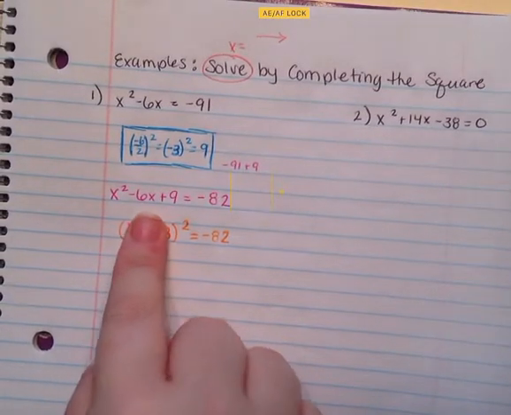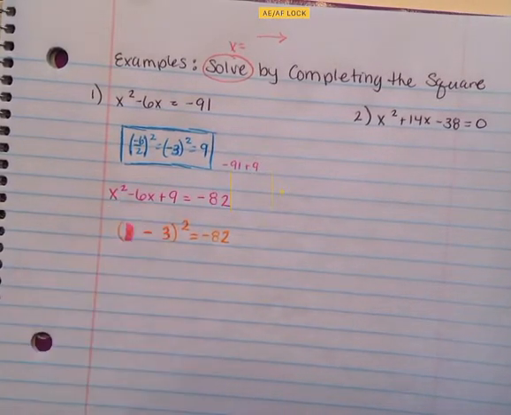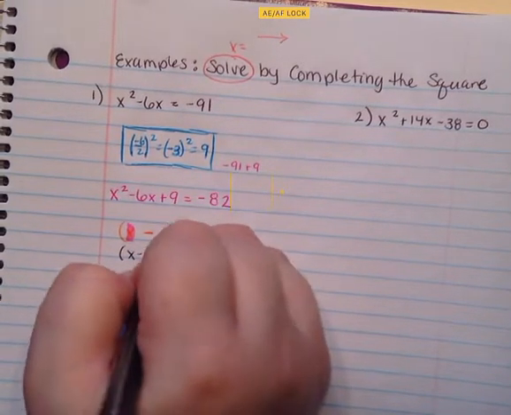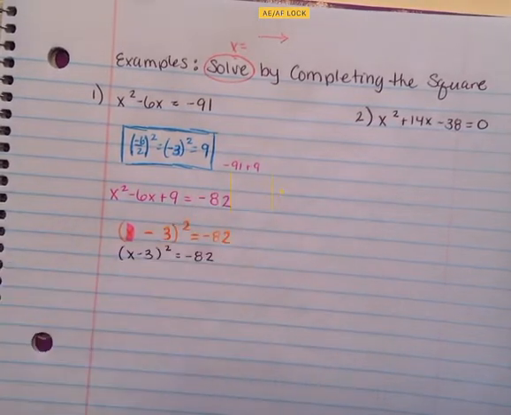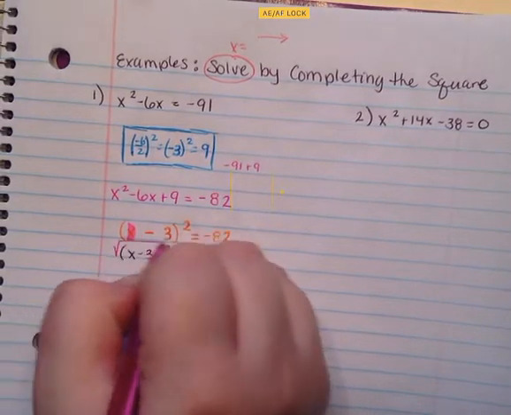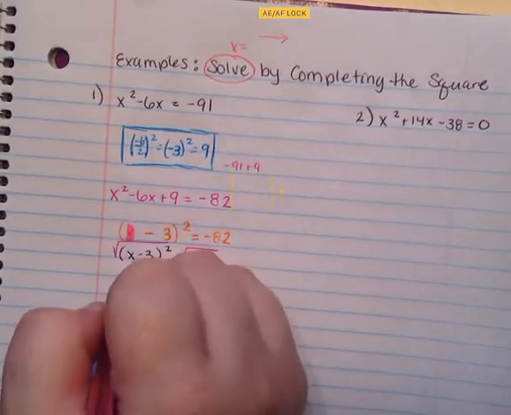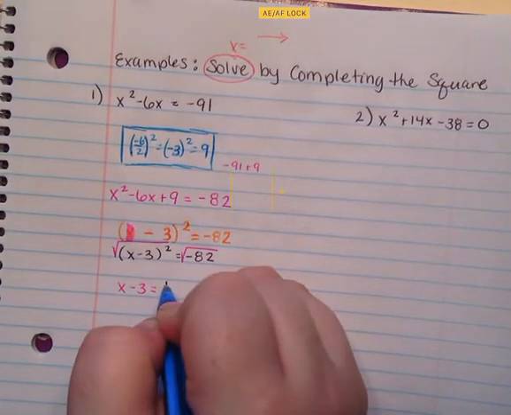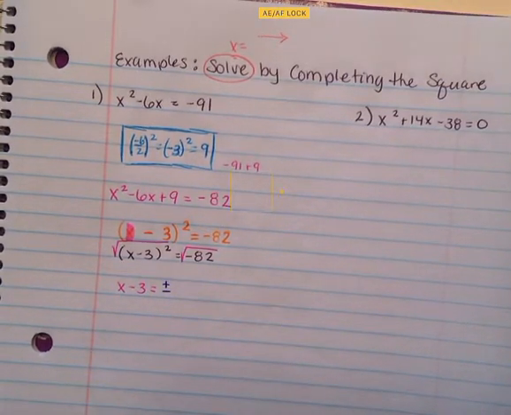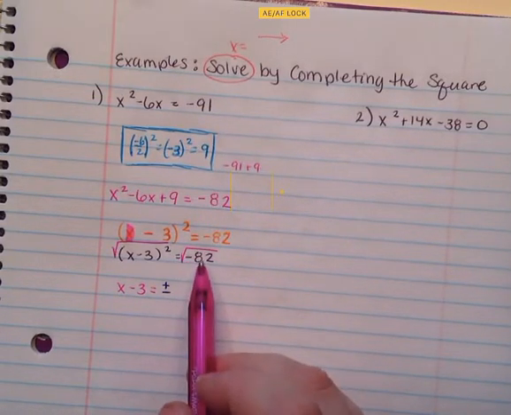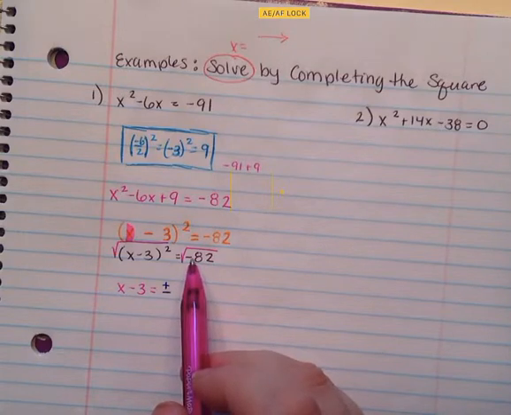So inside the parentheses I can't touch yet. I have to get rid of the square by square rooting both sides. So I'm going to rewrite this as parentheses x minus 3 parentheses squared equals negative 82. To undo the square, I have to square root it because it's the inverse. So we end up having x minus 3 equals, because that gets rid of the parentheses as well. Whenever we take the square root of a value, we're going to put a plus or minus. Now, if we plug into our calculator the square root of negative 82, we'll get a non-real answer because we cannot take the square root of a negative.